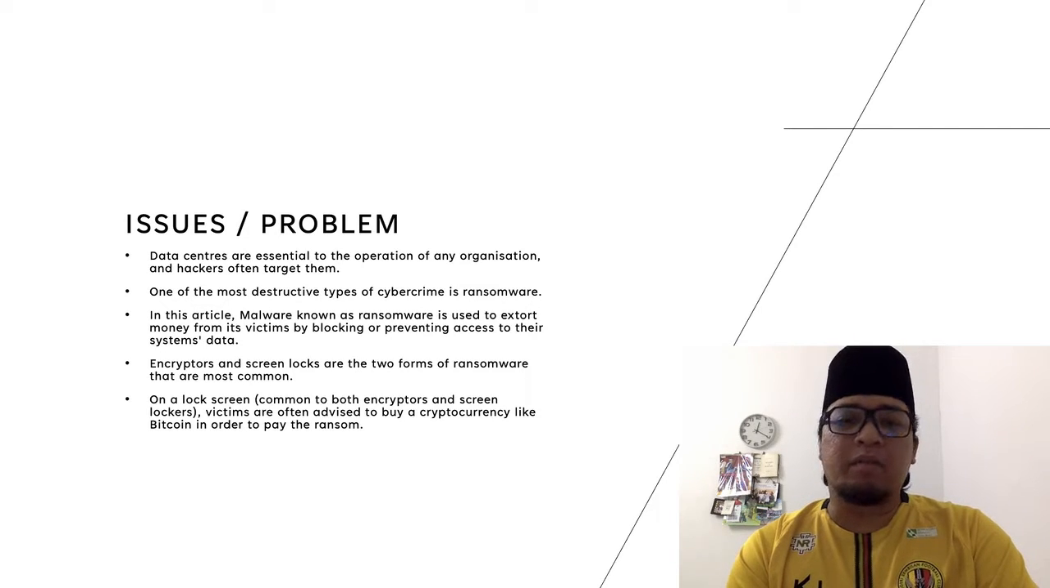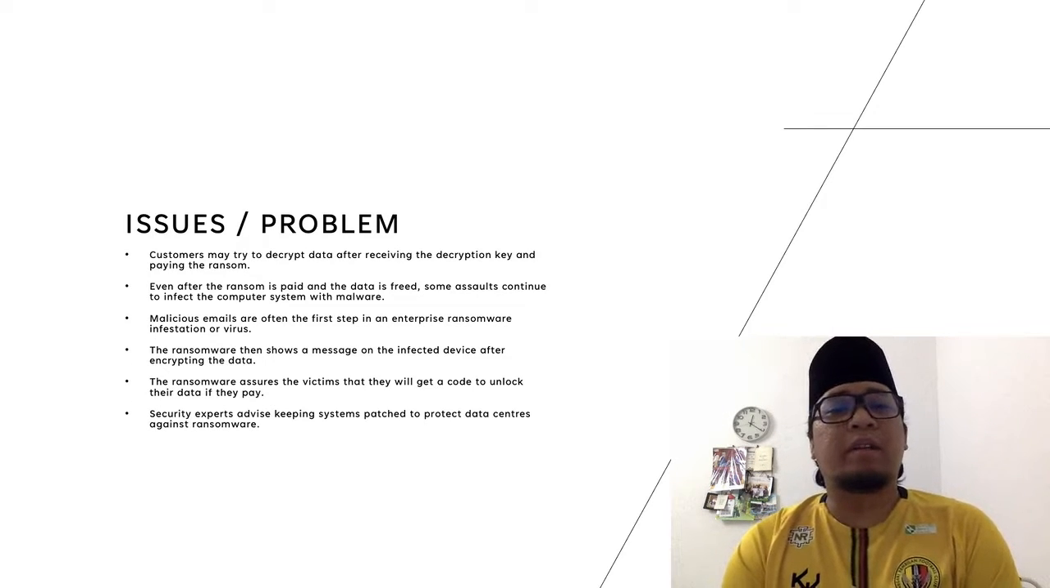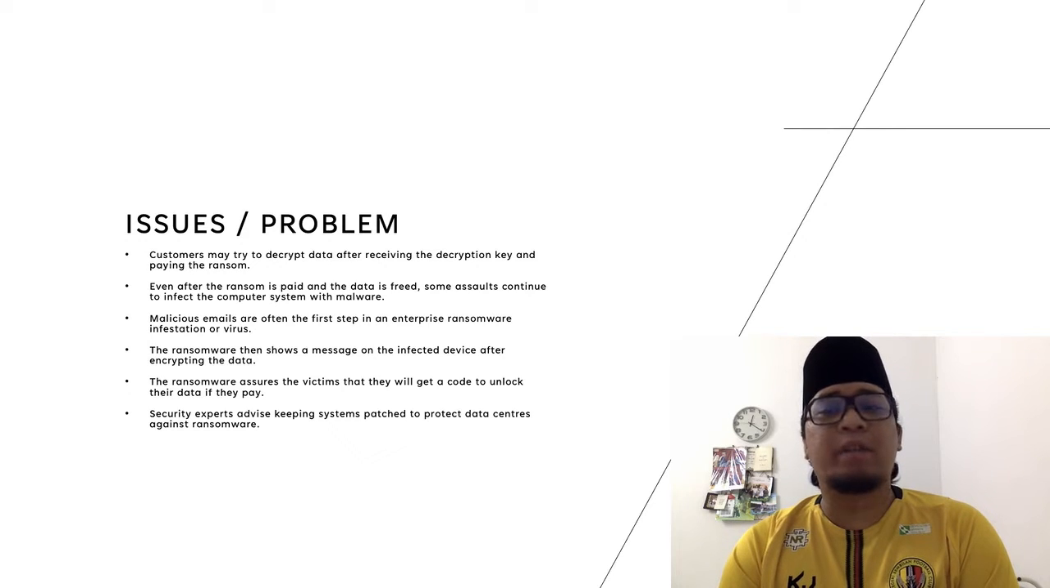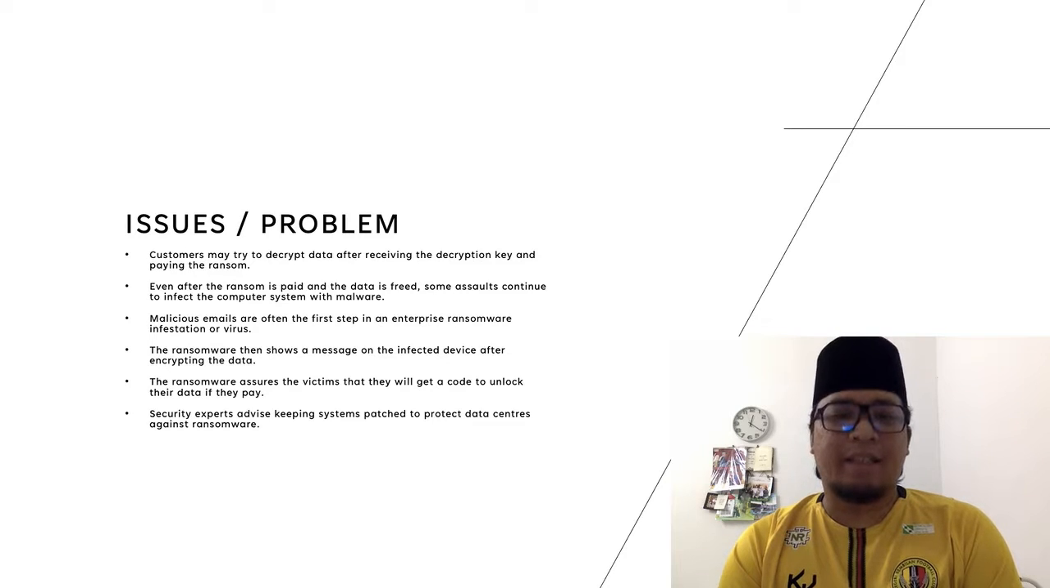On a lock screen, common to both encryptors and screen lockers, victims are often advised to buy a cryptocurrency like Bitcoin in order to pay the ransom. Customers may try to decrypt data after receiving the decryption key and paying the ransom. There is no certainty that the encryption will be broken after paying the ransom. According to several sources, the victim sometimes never gets the keys. Even after the ransom is paid and the data is freed, some assaults continue to infect the computer system with malware.